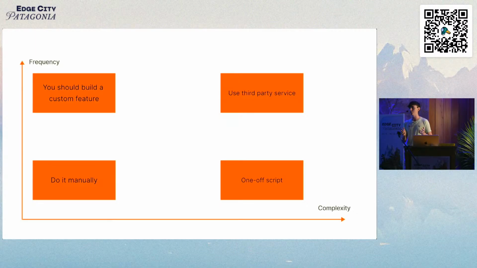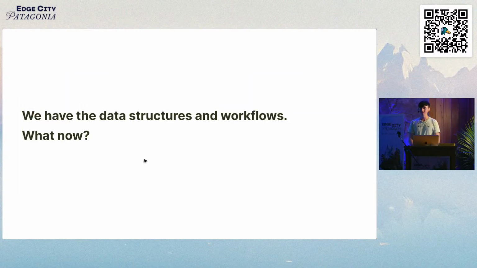I don't think it's worthwhile investing time to build this into a really nice feature, when the reality is you should just let the AI write the code itself. And last, if it doesn't happen that often and it's not very complex, you should probably just do it manually, or build a simple feature for that. So you have the data structures and you have the workflows. What do you do next?